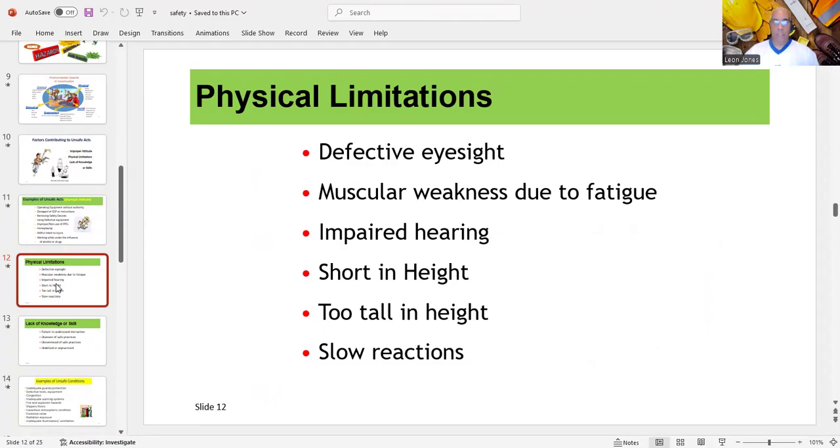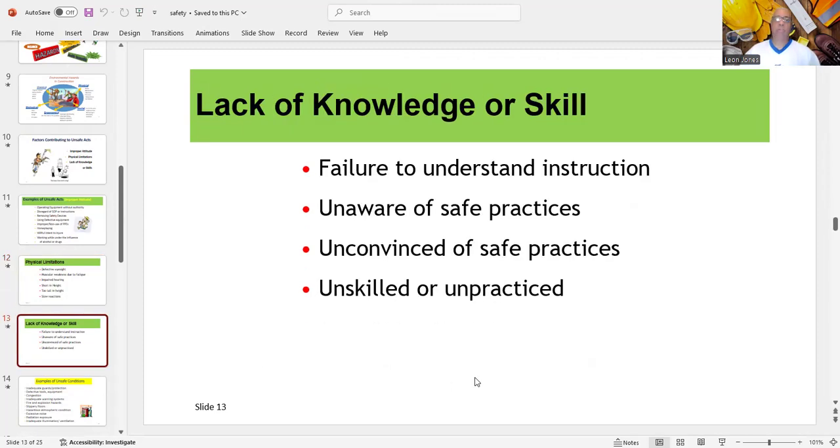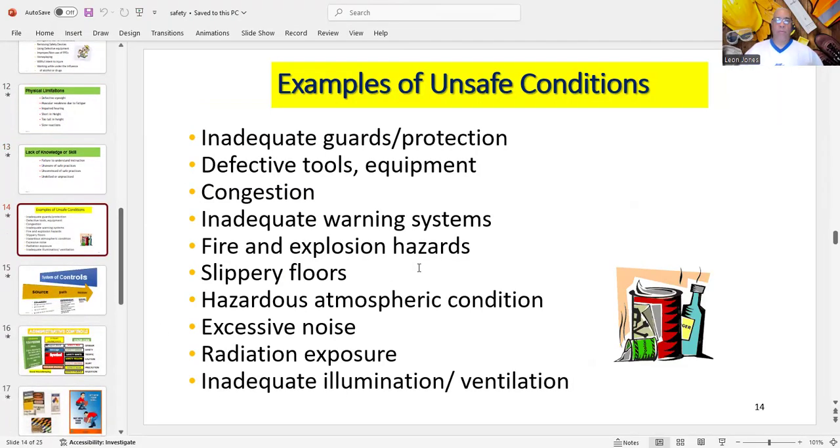We have our physical limitations: defective eyesight, muscular weakness due to fatigue, impaired hearing, short in height, too tall in height, slow reactions, lack of knowledge or skill, failure to understand instruction. Then you're unaware of safe practices. You're unconvinced of safe practices. You're unskilled or unpracticed.